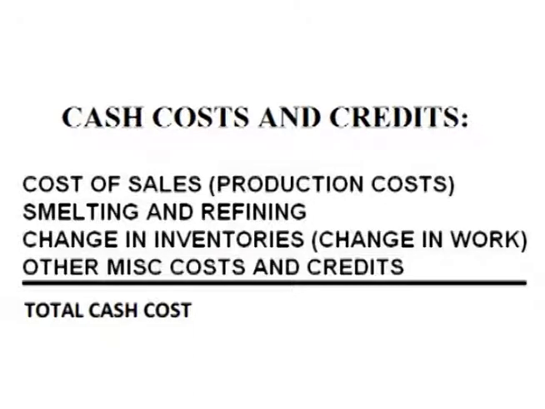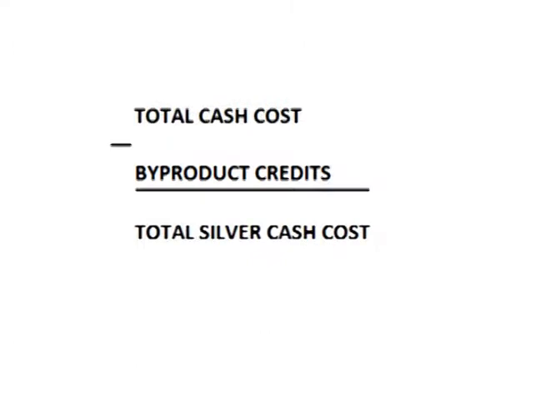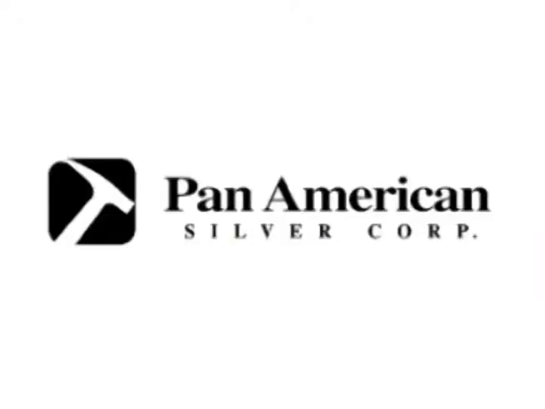These categories are then added together to obtain a total cash cost. The revenue earned from selling the byproduct metals is then subtracted from the total cash cost, and the remaining balance is then divided by the number of silver ounces produced to obtain a cash cost per ounce. Let's look at an example using Pan American Silver.